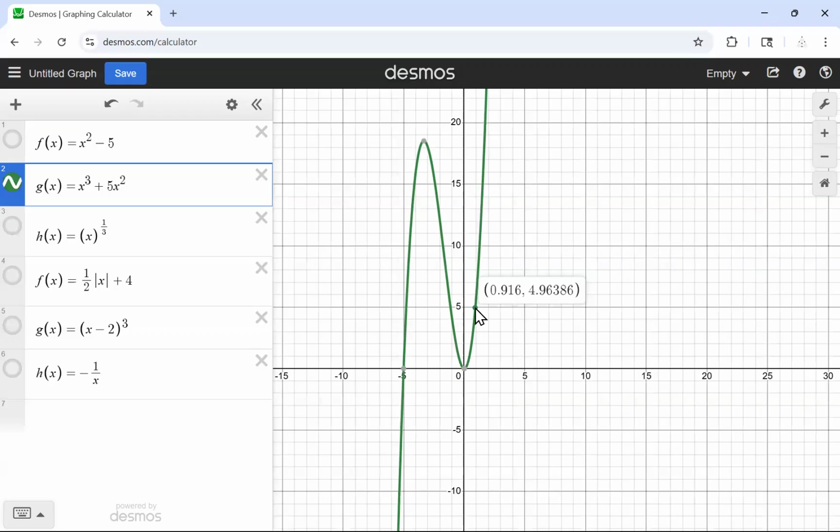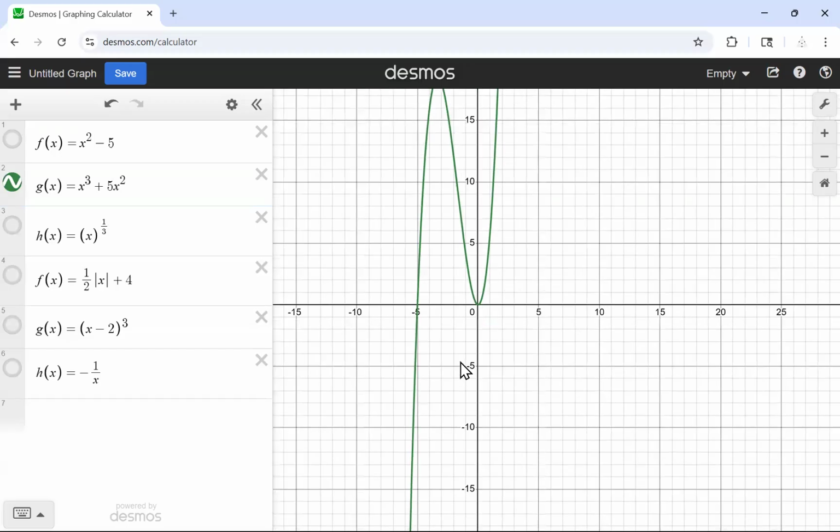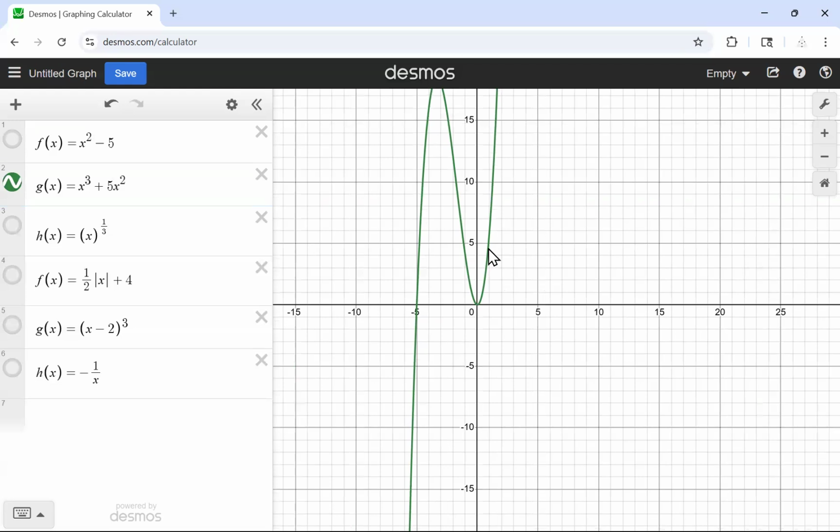So this 0.916, comma 4.96 would have to have a corresponding negative 0.916. It'd have to have a point over here. Negative. That's what it means to reflect through the origin. If we have a point over here, reflected through the origin, we get the point over here. That is clearly not the case. The same thing would go for any other point.